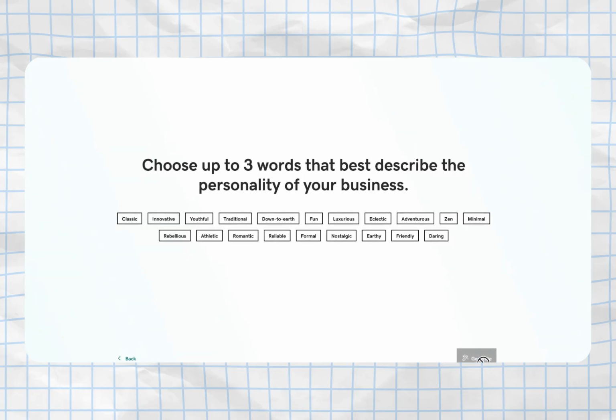Now, we can choose up to 3 words that best describe the personality of our business. I'll go with adventurous, minimal, and friendly. And once I'm done, I'll click on Generate on the bottom right-hand side. GoDaddy will now build your logo, and as you can see, my logo is now available.